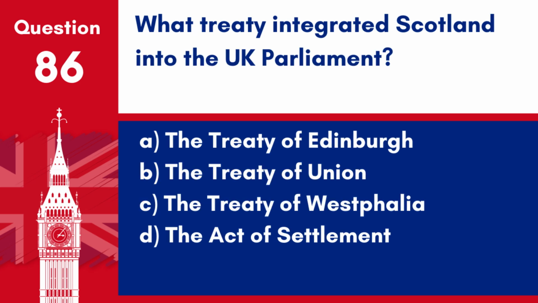Question 86. What treaty integrated Scotland into the UK Parliament? A. The Treaty of Edinburgh. B. The Treaty of Union. C. The Treaty of Westphalia. D. The Act of Settlement.